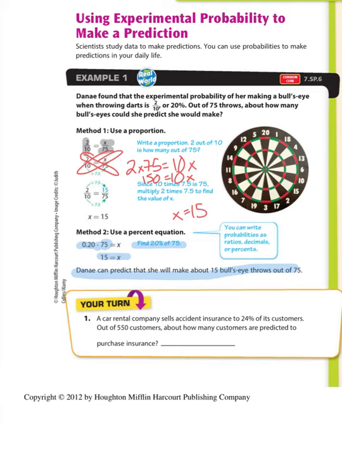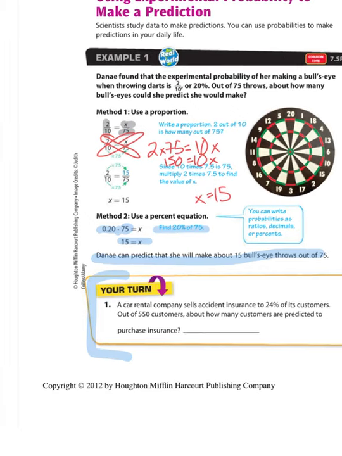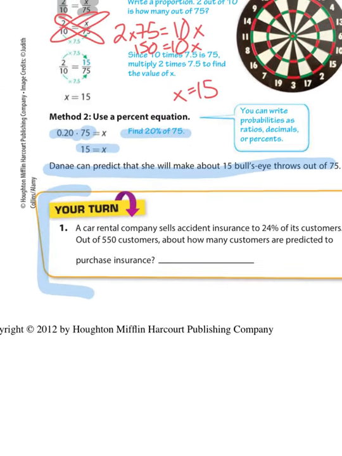All right, your turn. I want you to pause the video, try number 1 at the bottom here, and then play it back to see if you got it right. All right, a car rental company sells accident insurance to 24% of its customers. Out of 550 customers, how many customers are predicted to purchase insurance? Okay, so I'll show you both methods.